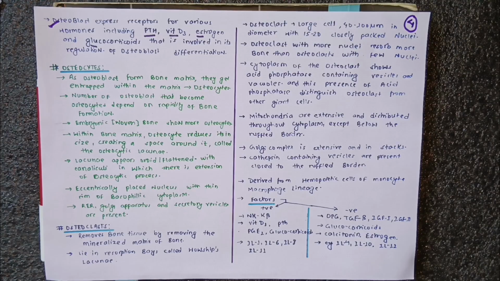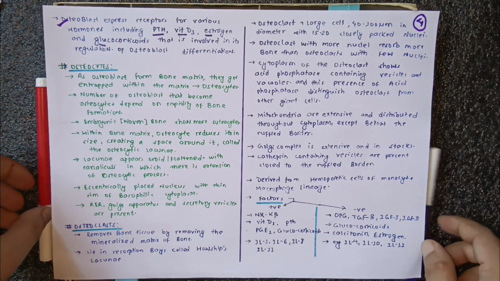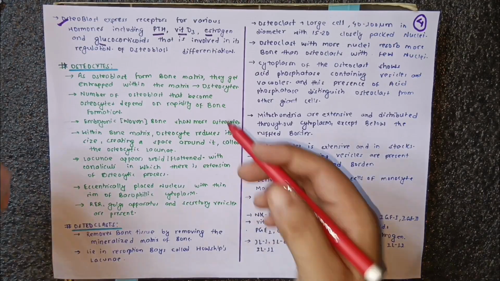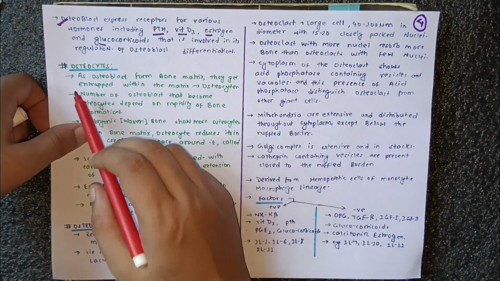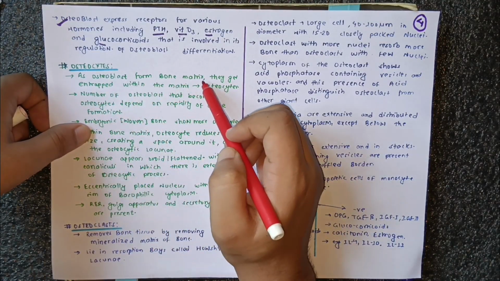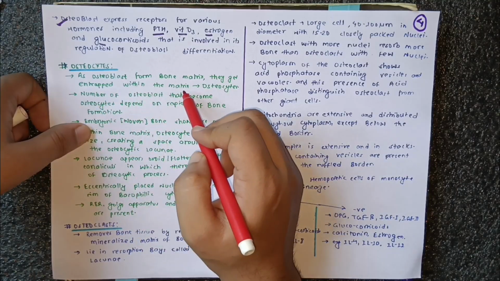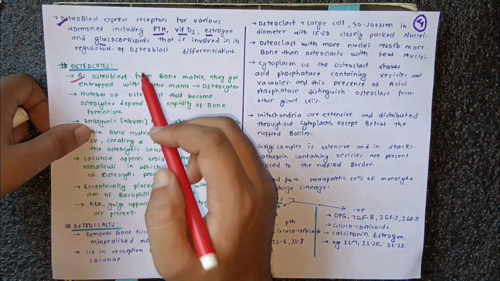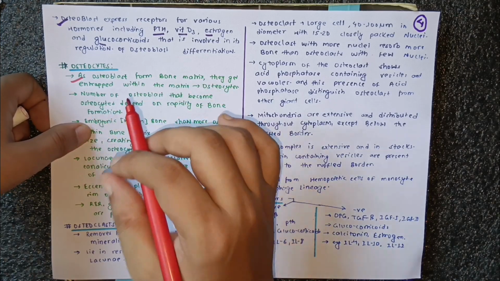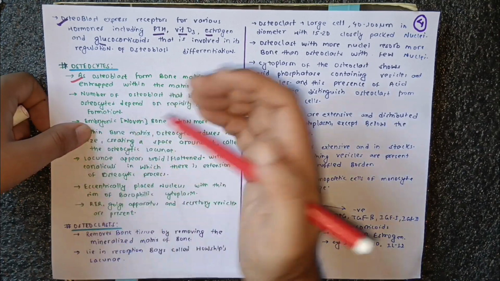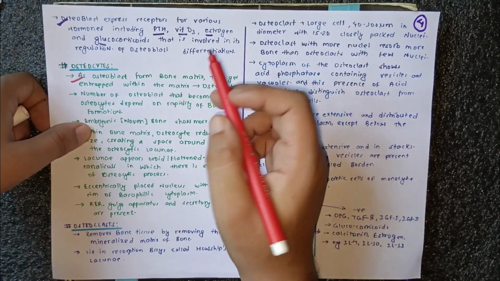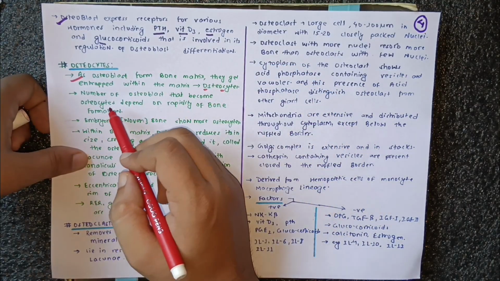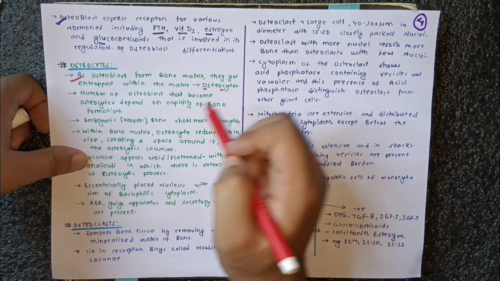Okay, so now we'll discuss the osteocyte. How the osteocytes are formed, and the morphology of the osteocyte, we will be seeing here. So osteoblasts, from the bone matrix, get entrapped within the matrix and form the osteocyte. So this is the formation of the osteocyte. The number of osteoblasts that become osteocytes depends on the rapidity of the bone formation.